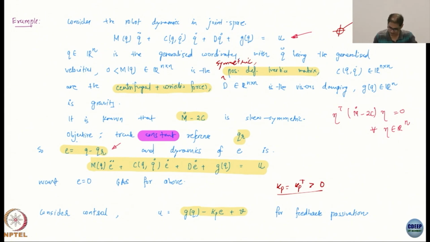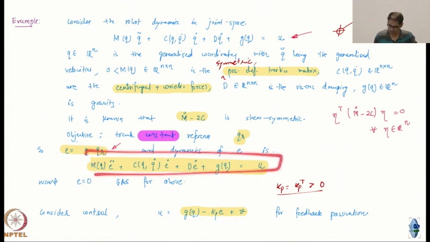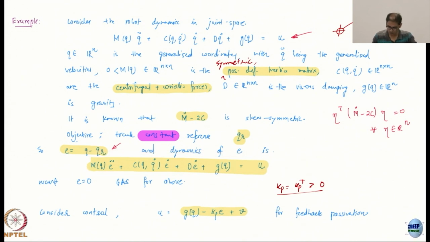So that's what this Q_R is. You construct an error, you get the error dynamics. And we want E equal to 0 to be globally asymptotically stable here.